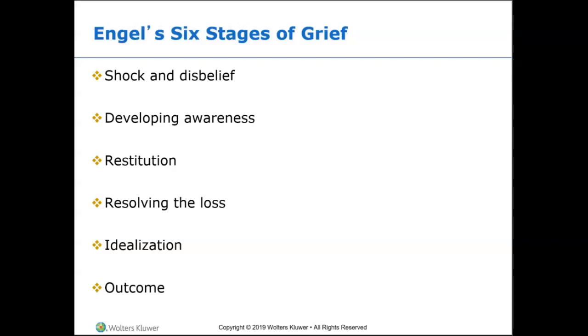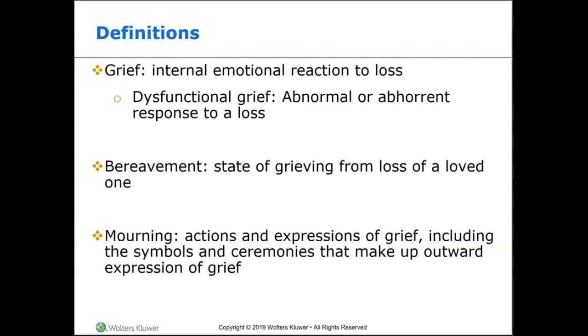The restitution stage is dealing with the void left by the loss. The idealization stage involves the exaggeration of the good qualities of the person or object, followed by acceptance of the loss and a lessened need to focus on it. And then the final stage of Engel's theory is the outcome phase, during which time coping and adjustment to the loss occur. So make sure you know these 6 stages of grief, okay? It's important. I would look at your book. They have good information in there.